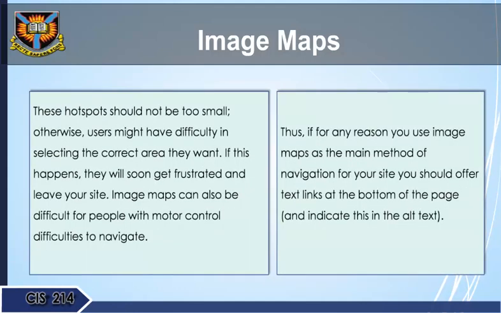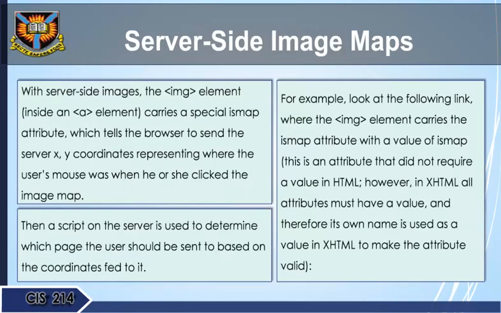This hotspot should not be too small, otherwise users might have difficulty selecting the correct area they want. If this happens, they will soon get frustrated and leave your site. Image maps can also be difficult for people with motor control difficulties to navigate. Thus, if for any reason you use image maps as the main method of navigation for your site, you should offer text links at the bottom of the page and indicate this in the alt text.